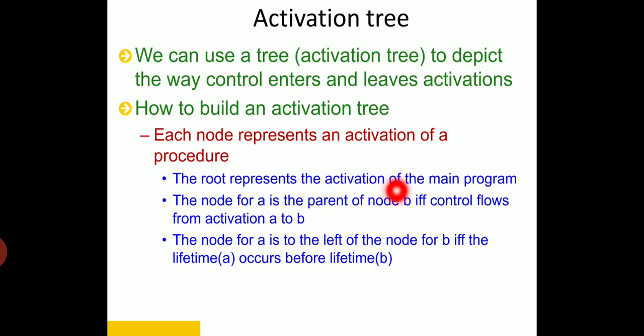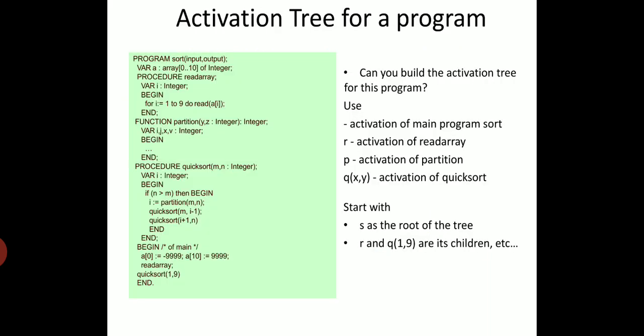The root node will be the activation of the main program. The node for A is the parent node for B if and only if control flows from A to B. The node for A is to the left of the node for B if and only if the lifetime of A occurs before the lifetime of B. So these are the 3 points we should take care of while we build an activation tree for a procedure.